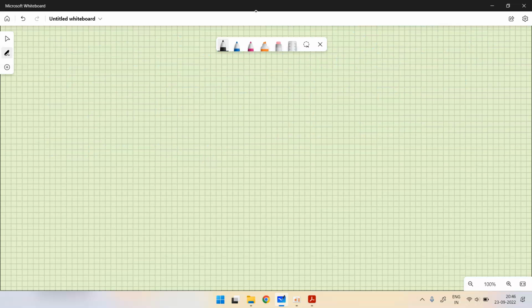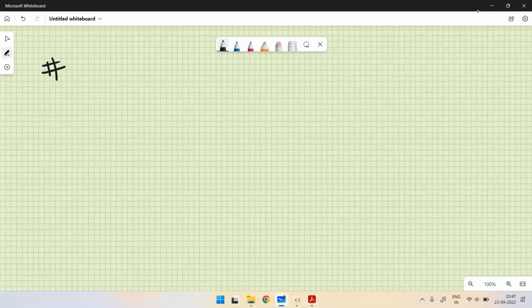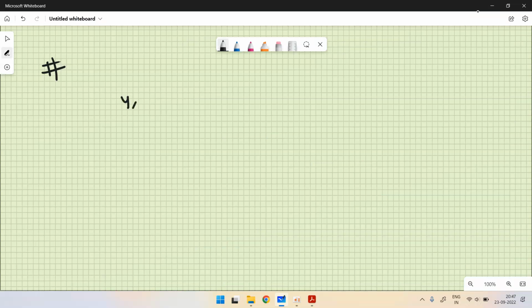Now what is the second question? The second question says: find the coordinates of the points of trisection of the line segment joining 4 comma minus 1 and minus 2, minus 3. So this is A, this is B.